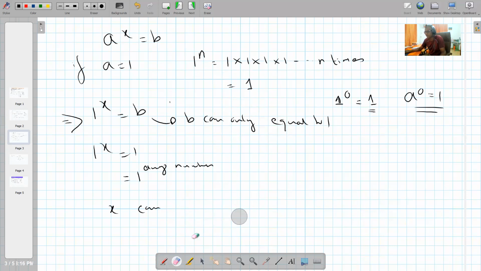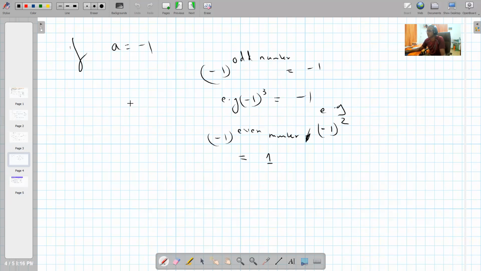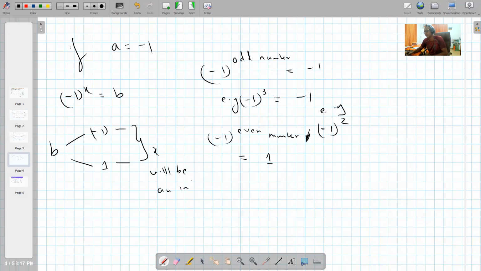Et x can take an infinite number of values. Et celle-là aussi, nous pouvons dire, si minus 1 to the power of x is equal to b, b est capable de minus 1 ou b capable de 1. Et dans ce cas, x peut take an infinite number of odd number as values. Et x peut take an infinite number of even number as values. Avec ça aussi, maintenant, x will be an infinite number of values.